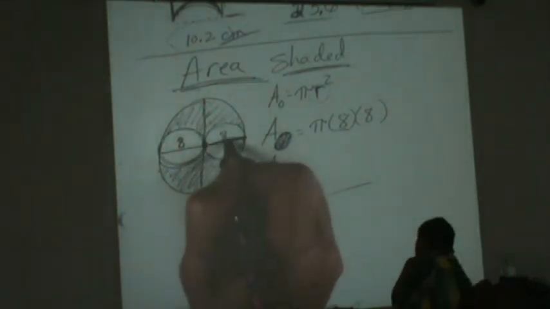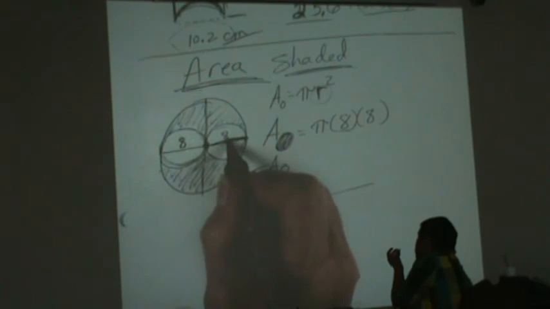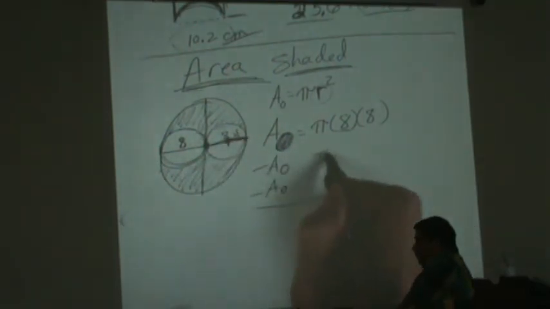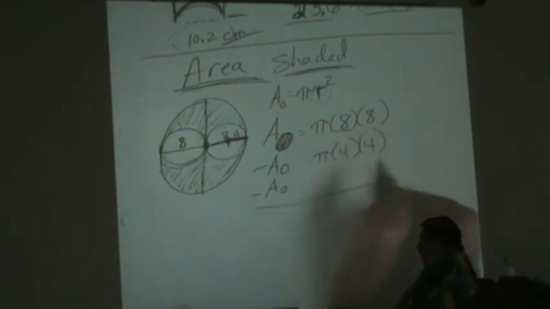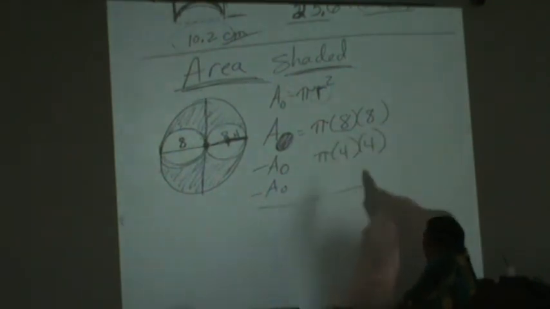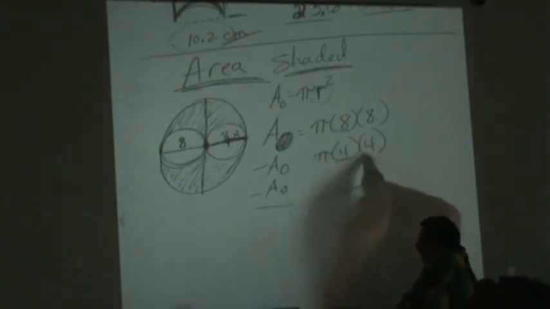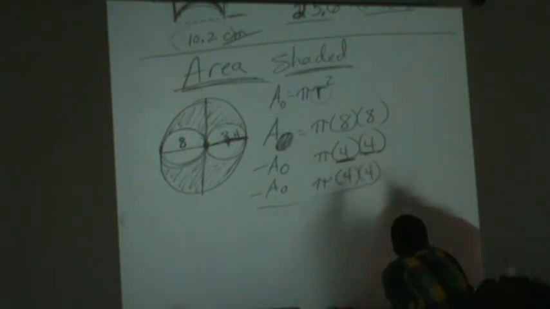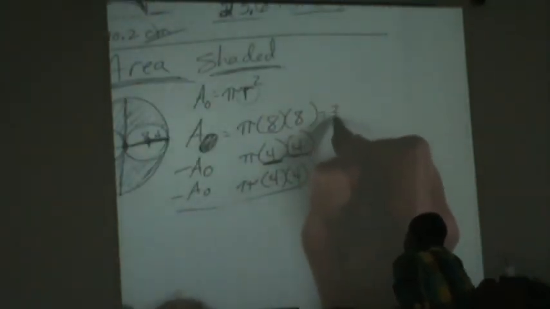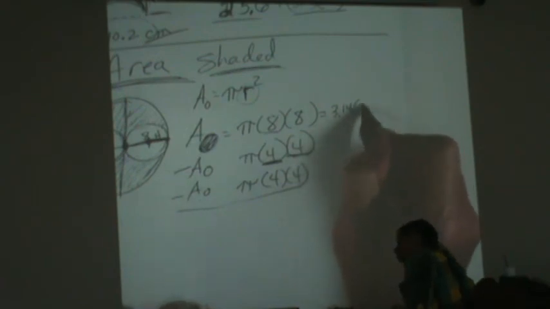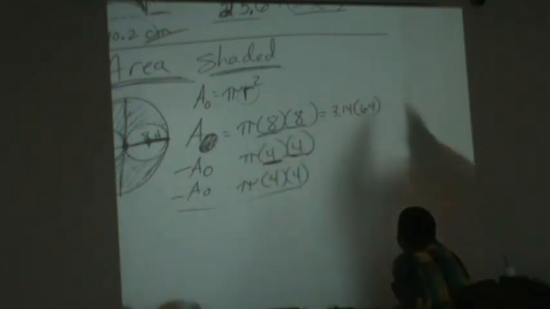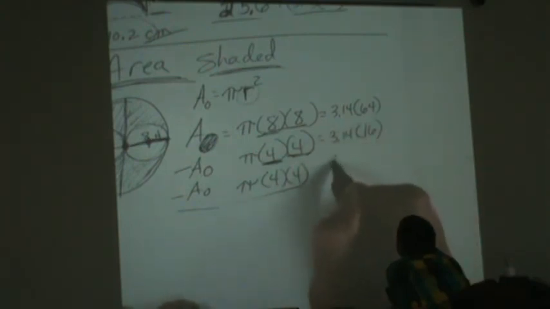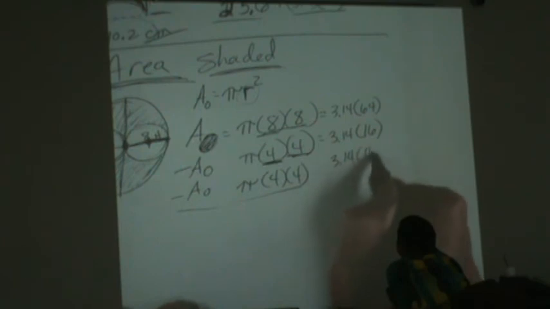What's the radius of a little circle? 4. It's only half of that. So pi times 4 times 4. Not 4 times 2, guys. 4 times 4. You have to multiply these, not times 2. So we're going to have, on this one, 3.14 times 64, 8 times 8. This will be 3.14 times 16, 3.14 times 16.